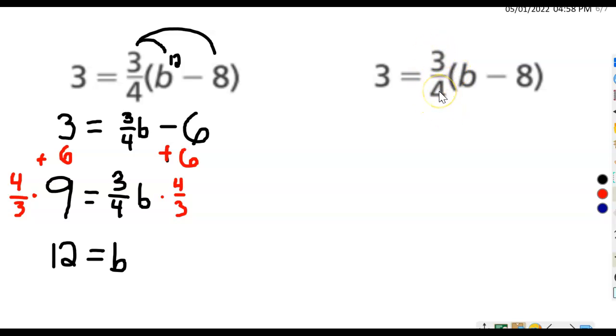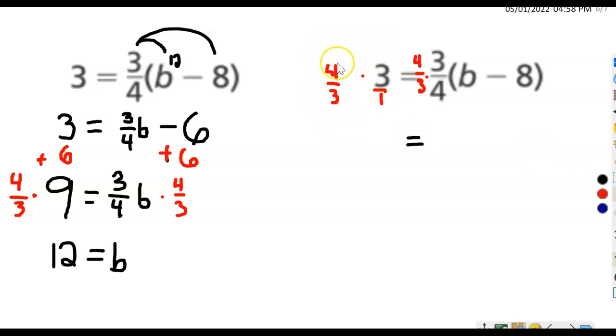The 3/4 is a factor being multiplied by what we see in parentheses here. So let's just go ahead and get rid of the 3/4, get rid of this factor first. Right? So we're going to multiply by 4/3. I'm going to squeeze it in here. So we're actually multiplying the right side by 4/3, and we're multiplying the left side by 4/3.